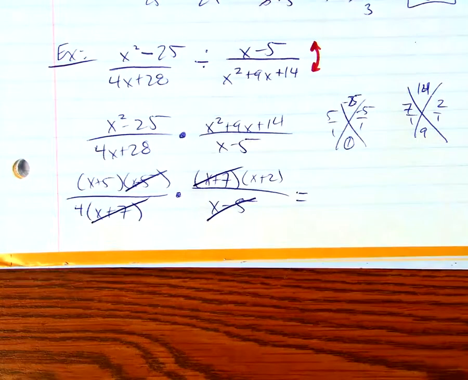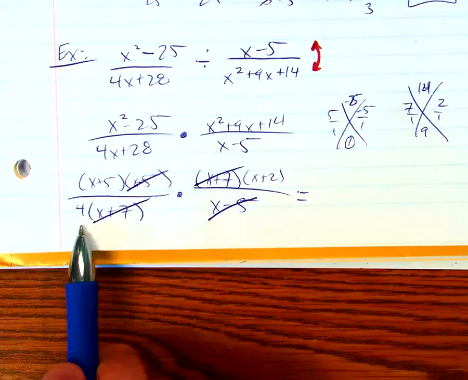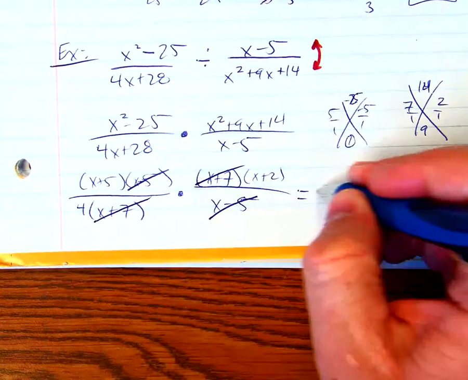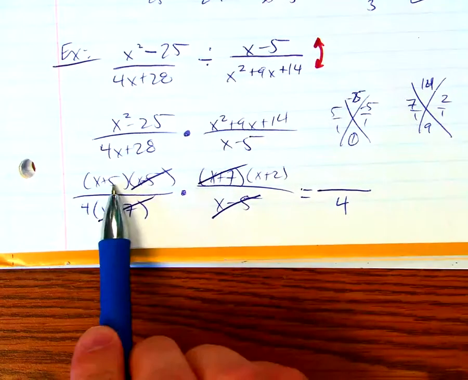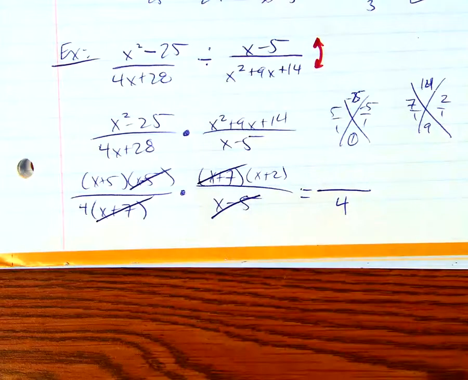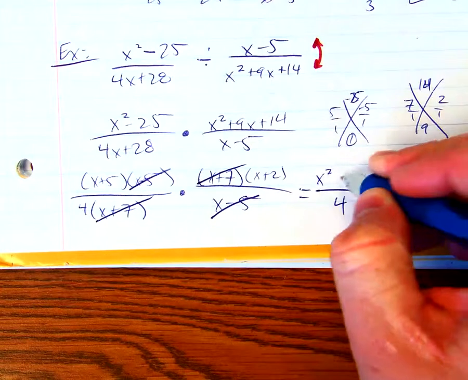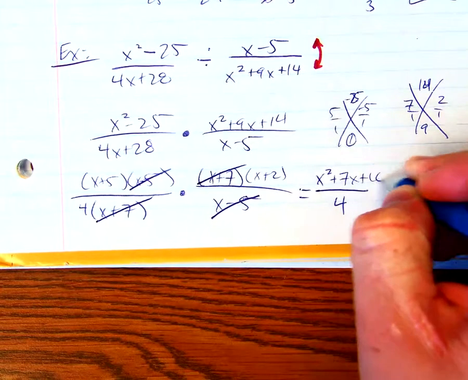So, at this point, we're ready to multiply straight across the top, straight across the bottom. Bottom's pretty easy. There's just a 4 down there. For the top, x plus 5, x plus 2, you choose the method. FOIL, box method, distributive property. Either way, you should end up with x squared plus 7x plus 10.